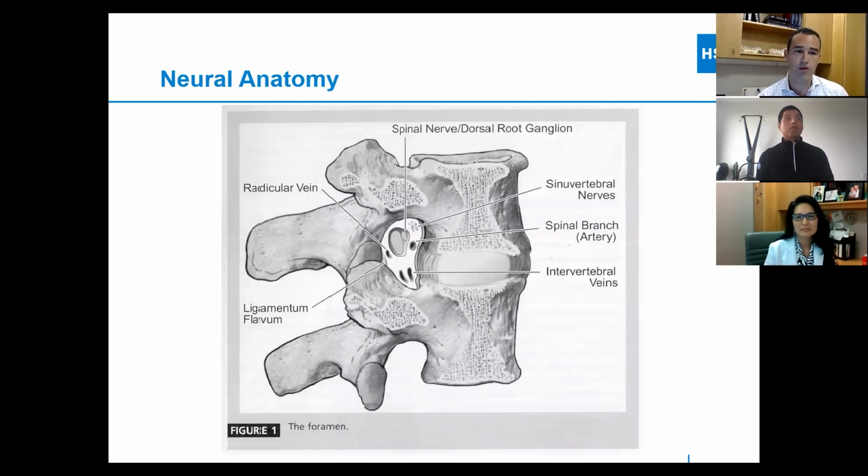This is an example of the neural anatomy in the lumbar spine. As I was mentioning before, the neural foramen is the tube where the nerve exits. This is where you can have compression of the nerve, and we can see that here within the foramen, the nerve is exiting there, along with its associated arteries and veins.